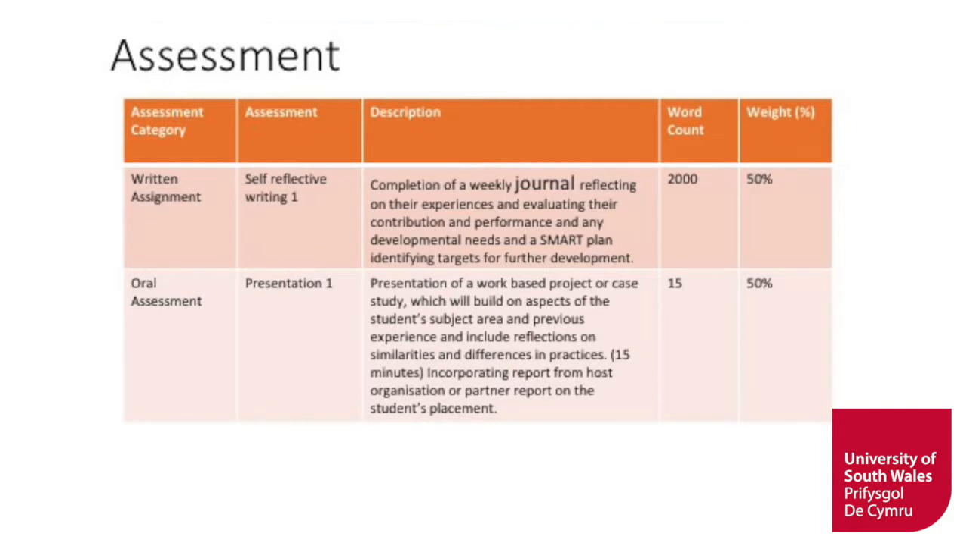So, obviously they're what you're being assessed against. They're the learning outcomes of the module. Your first assignment is a written assignment, which is self-reflective writing. You're going to be completing a weekly journal reflecting on your experiences and evaluating your contribution and performance and any development needs, specifically focused on a SMART plan, identifying targets for further development. That's 2,000 words. And the second assessment is an oral presentation.